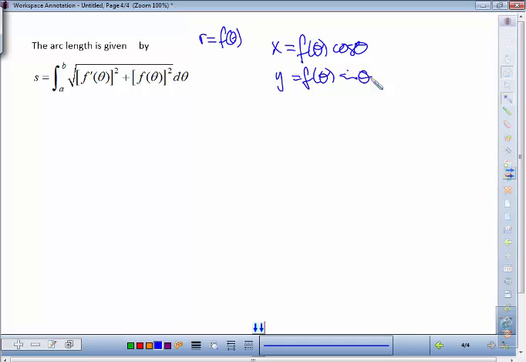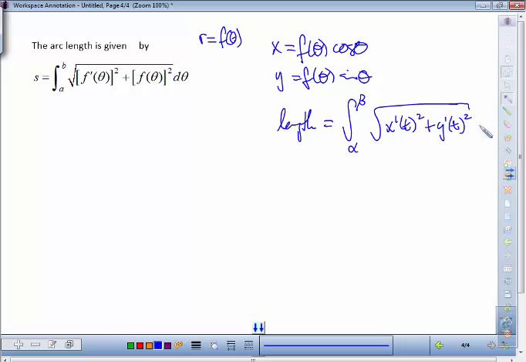And if you remember the formula for finding the arc length, if you have parametric equations, the arc length, let's call it length, is equal to some integral from alpha to beta of the square root of x prime of t squared plus y prime of t squared dt.